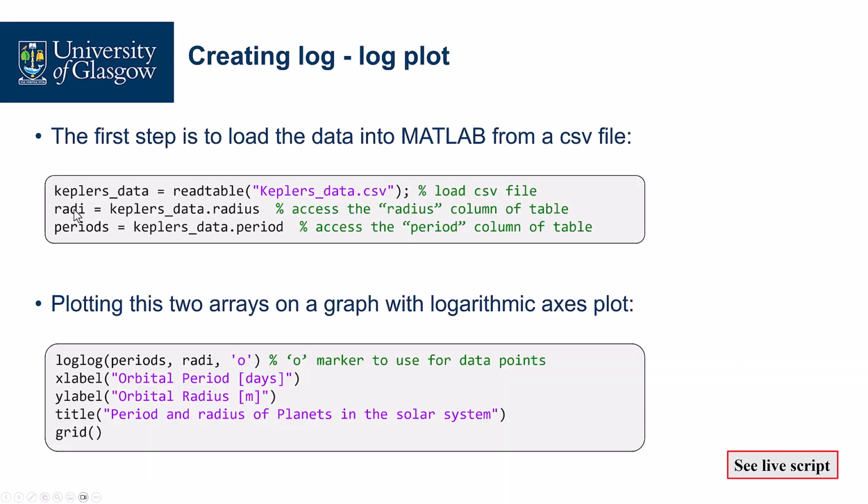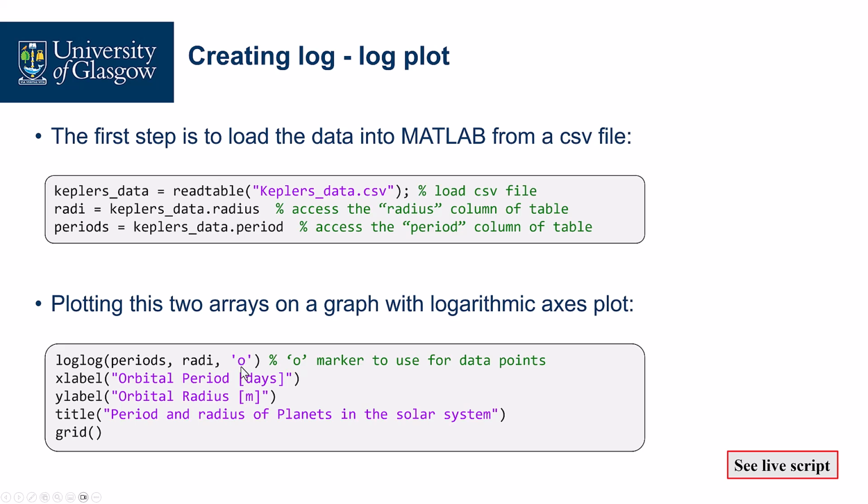Then we get the radii and the periods. These are the radius and the period columns of the table. We use this way to get them. And in the workspace, in the live script, you can see what the sizes of them are. Then we will plot a log-log plot. So this is the loglog command. You can see the help file about what the inputs are and what this function is doing.